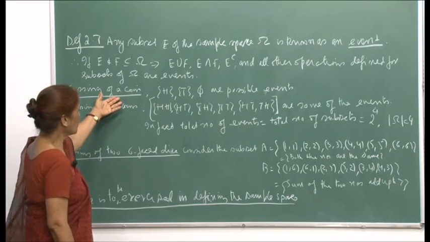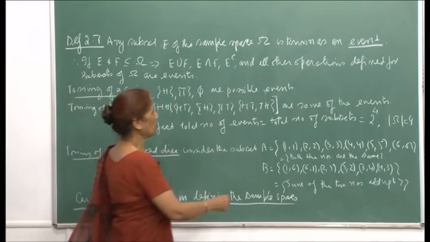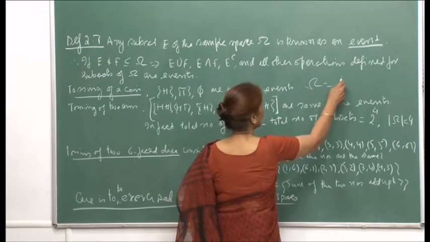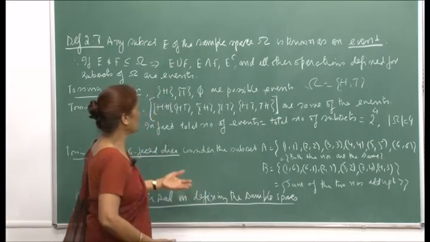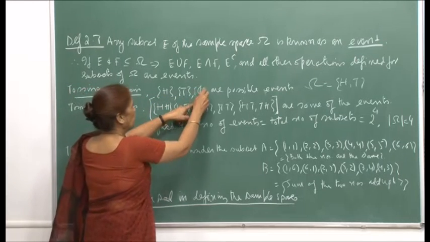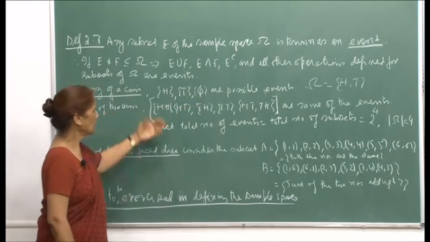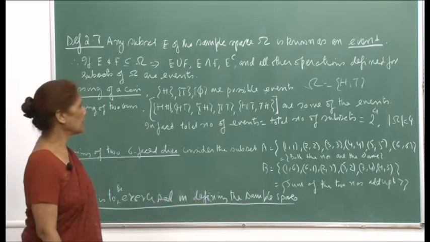When you toss a single coin, we saw that the sample space omega just contained these two possible outcomes. And now, the subsets can be the singletons H, T, and of course, we always also consider phi as a subset. So, these will be the possible subsets or the events in this case.